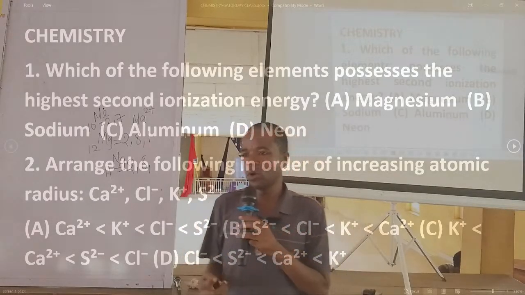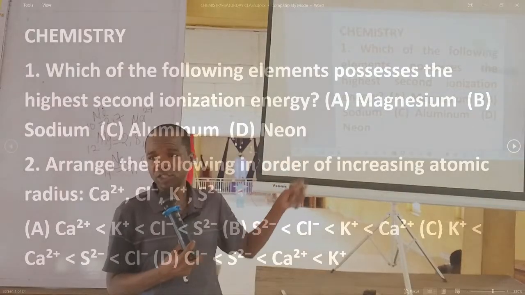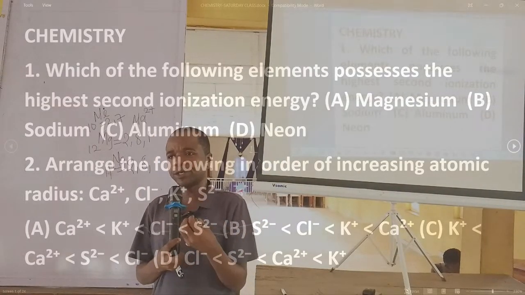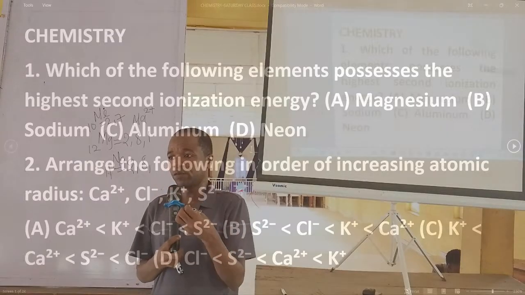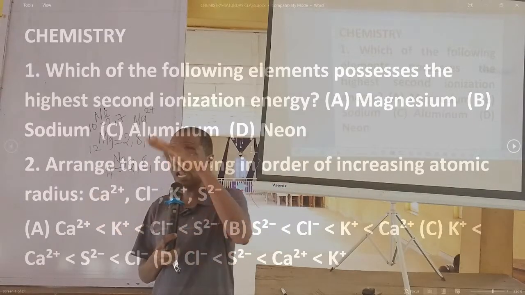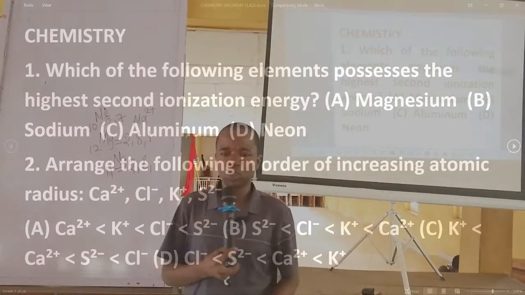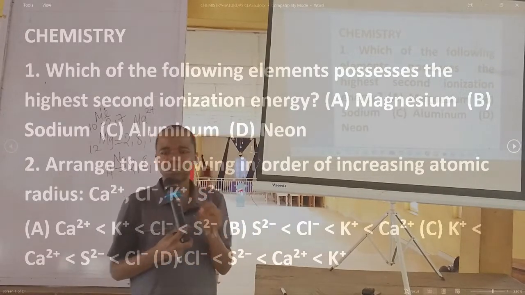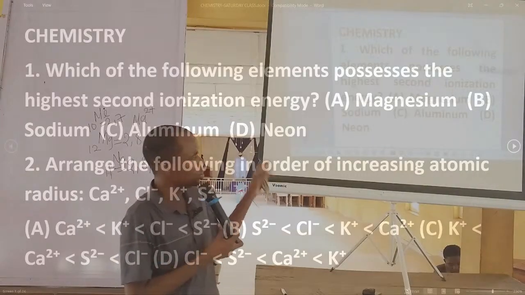So when you want to know which element is going to have the highest second ionization energy, just remove the first electron from any atom you are given. Any atom that, after removing the first electron, has the electron configuration of a noble gas, having 8 electrons in the outermost shell, is going to be the one that has the highest second ionization energy. So the correct answer for this is option B.